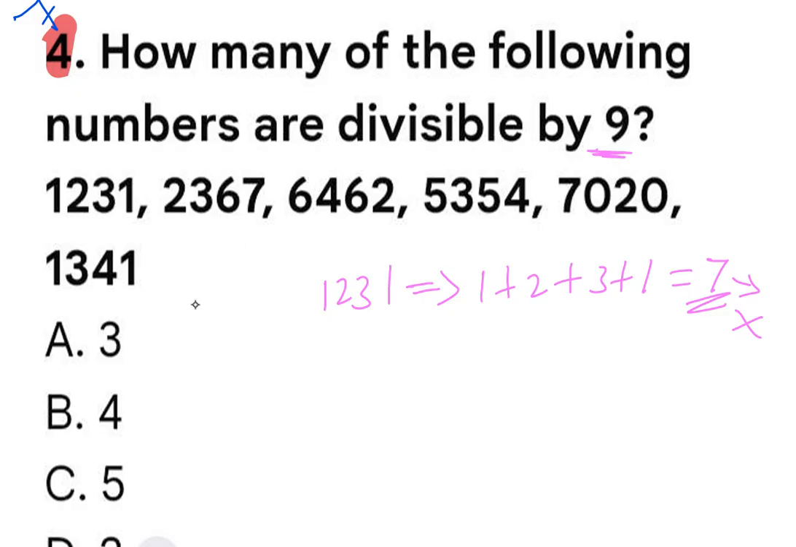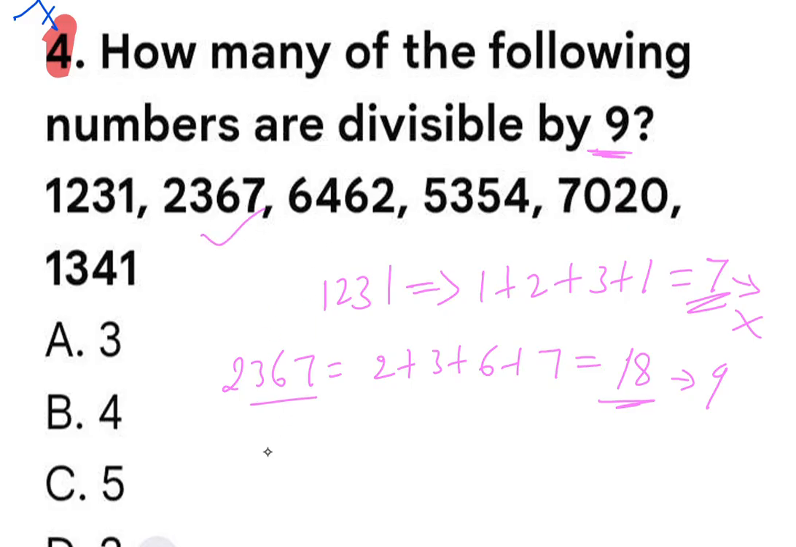So the next one we will check like that only. 2367. 2 plus 3 plus 6 plus 7. So 2 plus 3 is 5. 5 plus 6 is 11. 11 plus 7 is 18. So this sum is divisible by 9. 9 twos are 18. So this is divisible by 9.